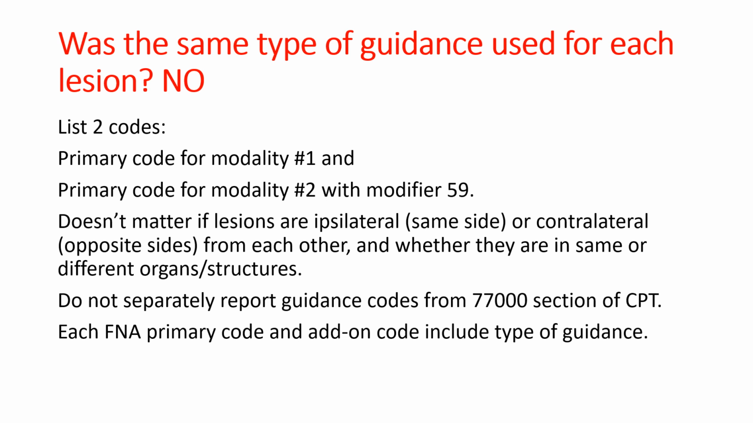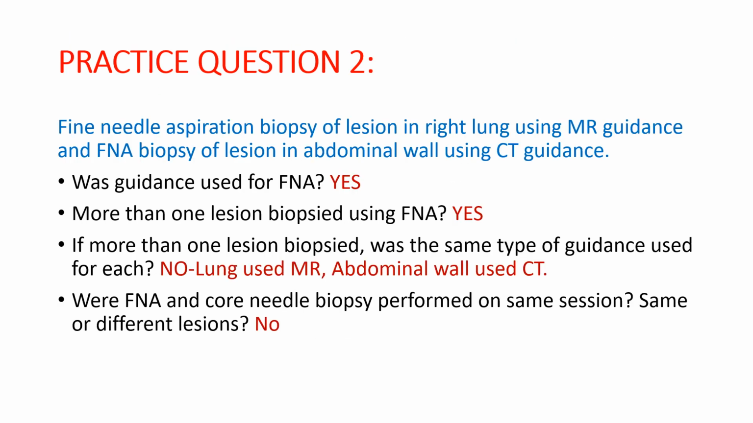If the imaging guidance is different, use one primary code for each modality. I will give an example. The next slide is an example practice question, so through that you can understand. FNA biopsy of a lesion in the right lung using MR guidance, and FNA biopsy of a lesion in the abdominal wall using CT guidance.